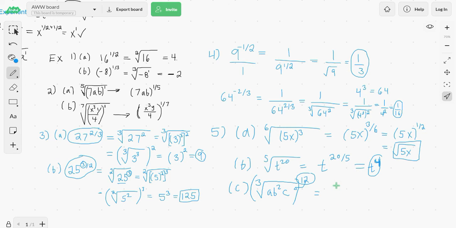So in other words, we've got ab squared c. We take that whole radicand, we raise it to the 12th power. And then our index is 3, so we have 12 over 3. And now this is the same thing as ab squared c to the 4th power, which is just the same thing as, remember our exponent property, we multiply through the exponent. So we get a to the 4th, b to the 8th, c to the 4th.